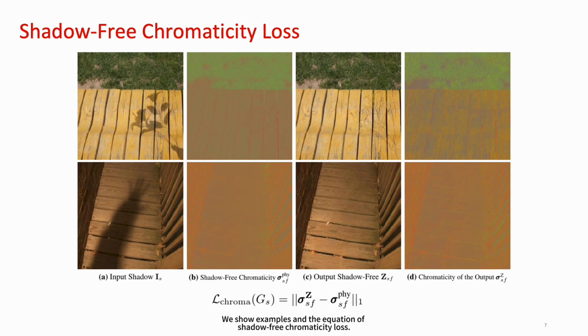We show examples and the equation of shadow-free chromaticity loss. B is the shadow-free chromaticity image, and D is the chromaticity map of the output image. Our shadow-free chromaticity loss constrains D to be similar to B.